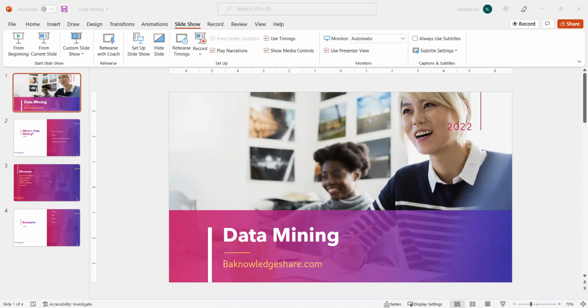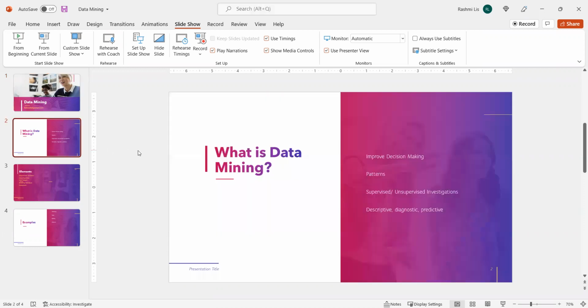What is data mining? Data mining is essentially used by business analysts to improve decision making by finding useful patterns and insights from data. As an example, from a marketing perspective, if you are looking for customer patterns, you would use data mining techniques to understand those consumer or customer patterns.